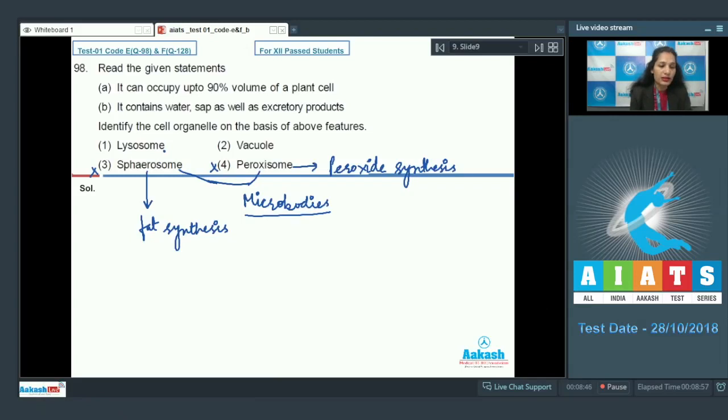Lysosome, we have already discussed about the lysosomes in the previous questions, so this cannot be an option. And lysosomes, spherosomes and peroxisome, they cannot occupy 90% volume of a plant cell. So the remaining option is the vacuole, and it is the correct answer for the given question, as it can occupy 90% volume of a plant cell. These are called sap vacuoles, and they contain water, sap as well as excretory product in a plant cell. So the correct option for the given question is option number 2. Let's move on to the next question.